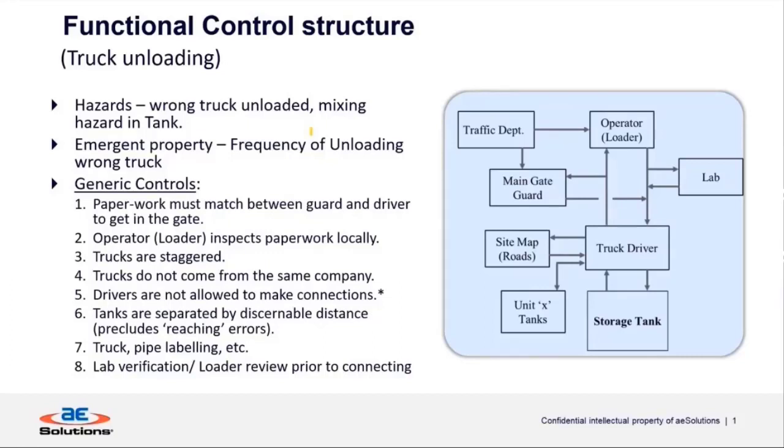They could come into two different type tanks, and the site had a lot of very good controls already. And so the control structure was drawn. The deviations were asked on the different controls that would feed down the control structure, and also feed back. So that's that part of that monitoring. The emergent property: frequency of unloading the wrong truck.